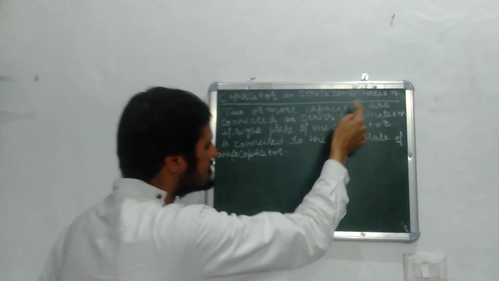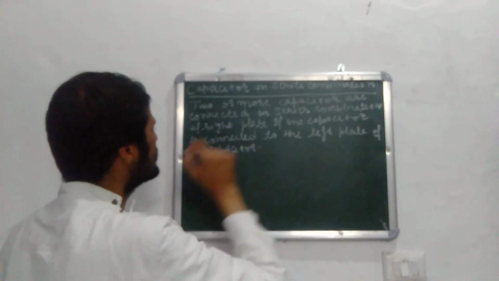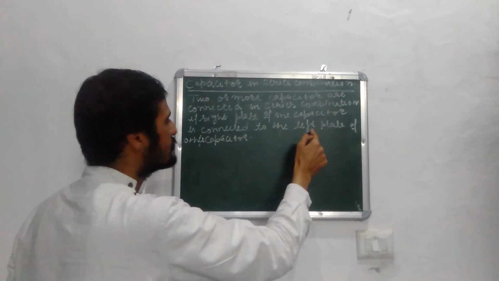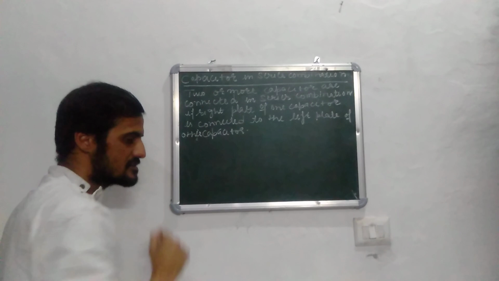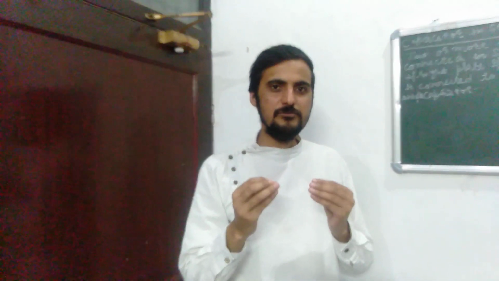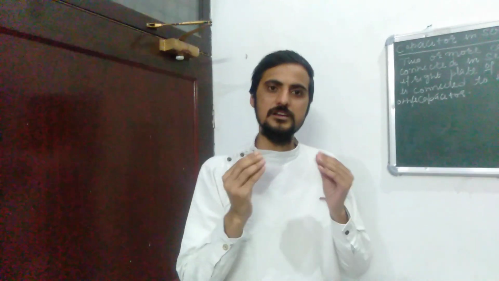Two or more capacitors are said to be connected in the series combination if the right plate of one capacitor is connected to the left plate of the other capacitor. First of all, we will make the diagram. From the diagram, I will make everything clear to you.